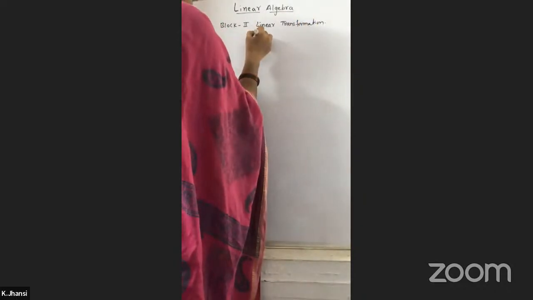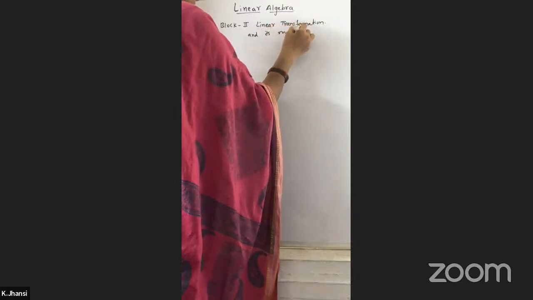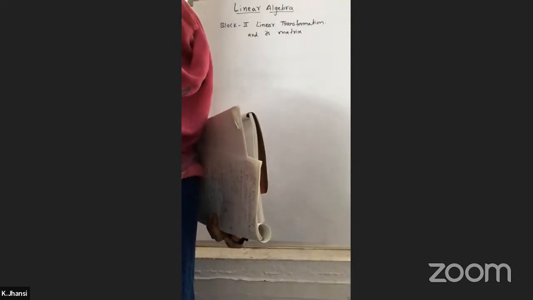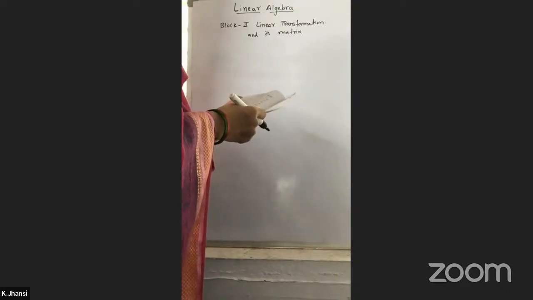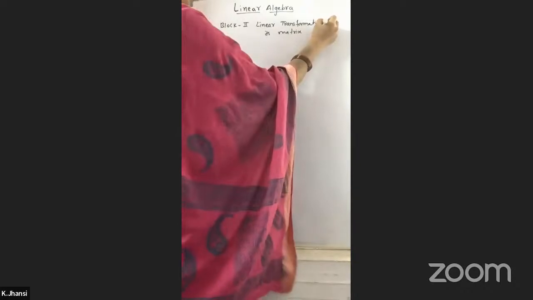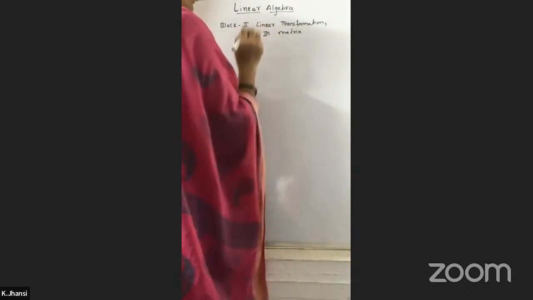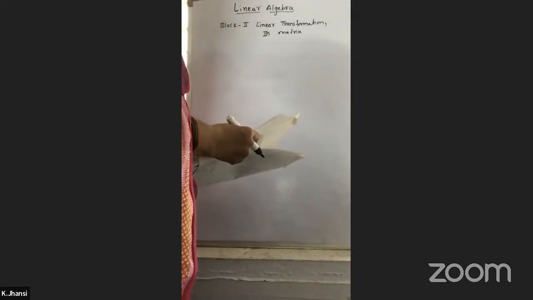And its matrix. Or else we can even call it a matrix of linear transformation also. Okay. So linear transformation, its matrices.